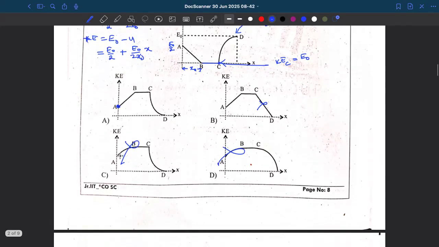Because this is curved, this is curved, this is curved. According to me, it should be a straight line from A to B. But the problem is C to D is a straight line given. It is actually curved, so it should get a curved function here. You see, C to D is a curve in the potential energy graph. So it should be A.